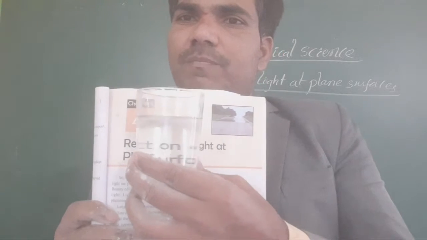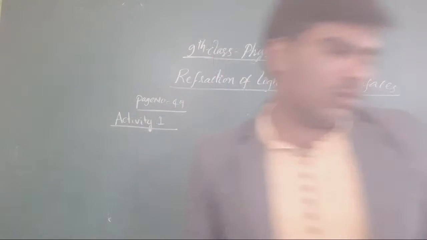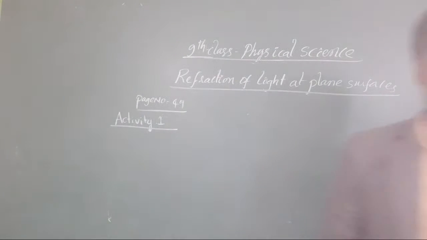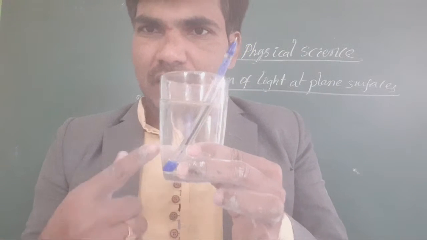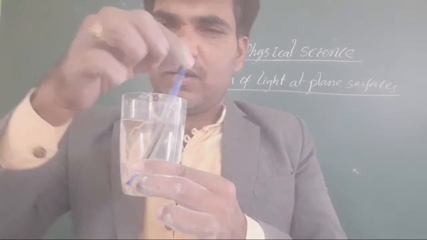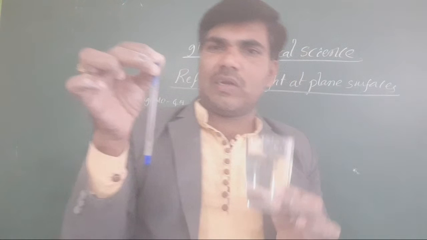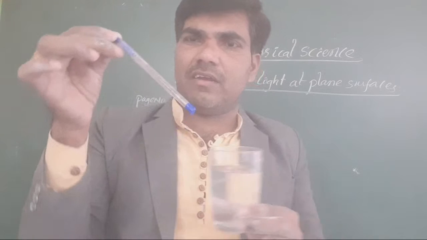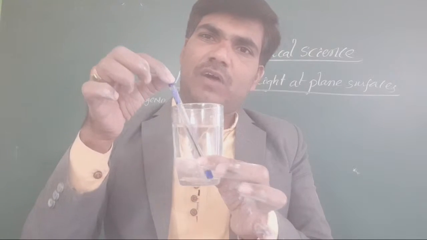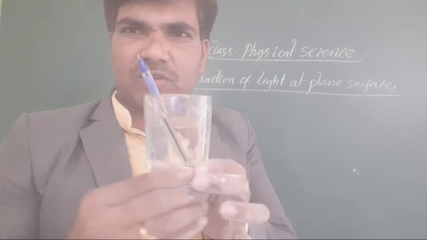How does it appear for us like this? And as well, when you take the pen, what is going on? When you take it here, it looks like it is bending or not. When you take it without the water and glass, how does it appear for us? It appears in a straight line. But when we dip it inside the water, it is not in a straight line. Clear or not, all the students?